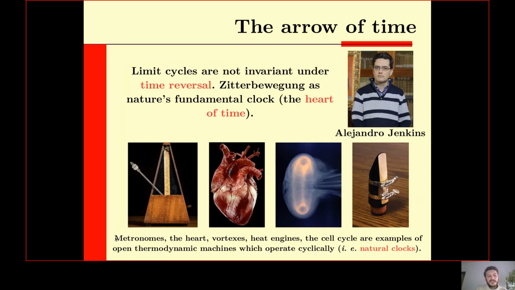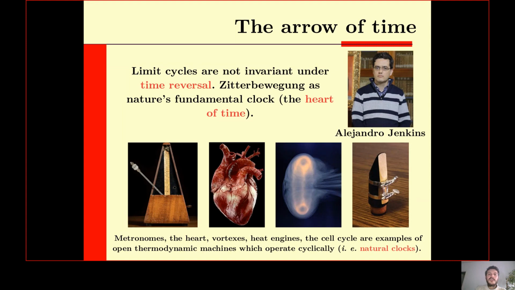And they are self-excited. So metronomes, the heart, vortexes, heat engines, the cell cycle, even biogeochemical cycles in nature, most of the cycles in nature, I would say, work through this nonlinear mechanism rather than being harmonic oscillators. One of the problems of fundamental physics is that it is based on the harmonic oscillator, and most oscillators in nature are non-harmonic. So also the clarinet reed works as a nonlinear oscillator.